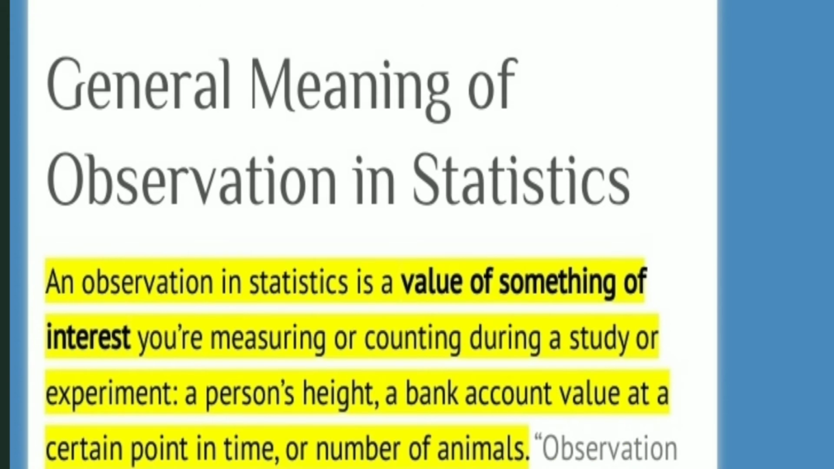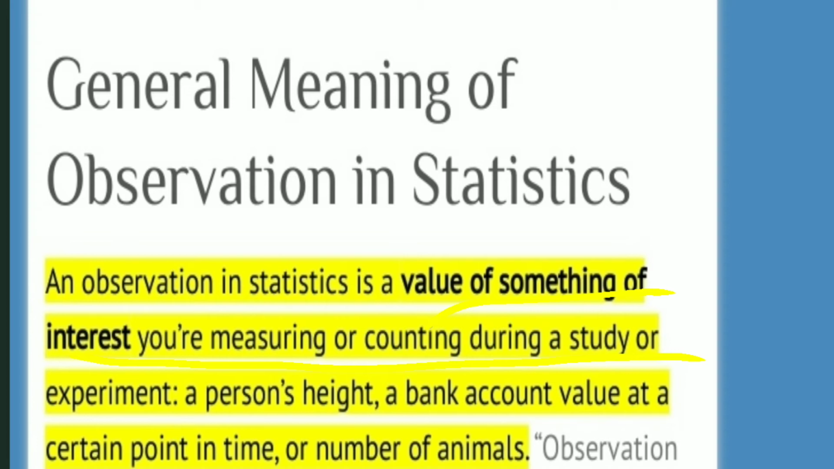Now we discuss observation before studying data and presentation. First of all, what does observation mean here? An observation in statistics is the value of something measured or counted during a study or experiment, such as a person's height, a bank account value at a certain point in time, or the number of animals. You can give different examples of observation: ages of 10 students, marks got by 10 students, scores by 10 players. This is an example of observation.